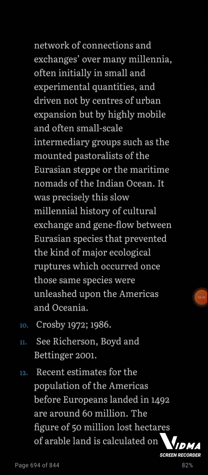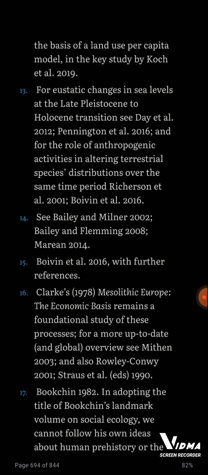Recent estimates for the population of the Americas when the Europeans landed in 1492 are around 60 million. The figure of 50 million lost hectares of arable land is calculated on the basis of a land use per capita model in the key study by Koch et al. 2019. For estimates of changes in sea levels at the late Pleistocene to Holocene transition, see Day et al.